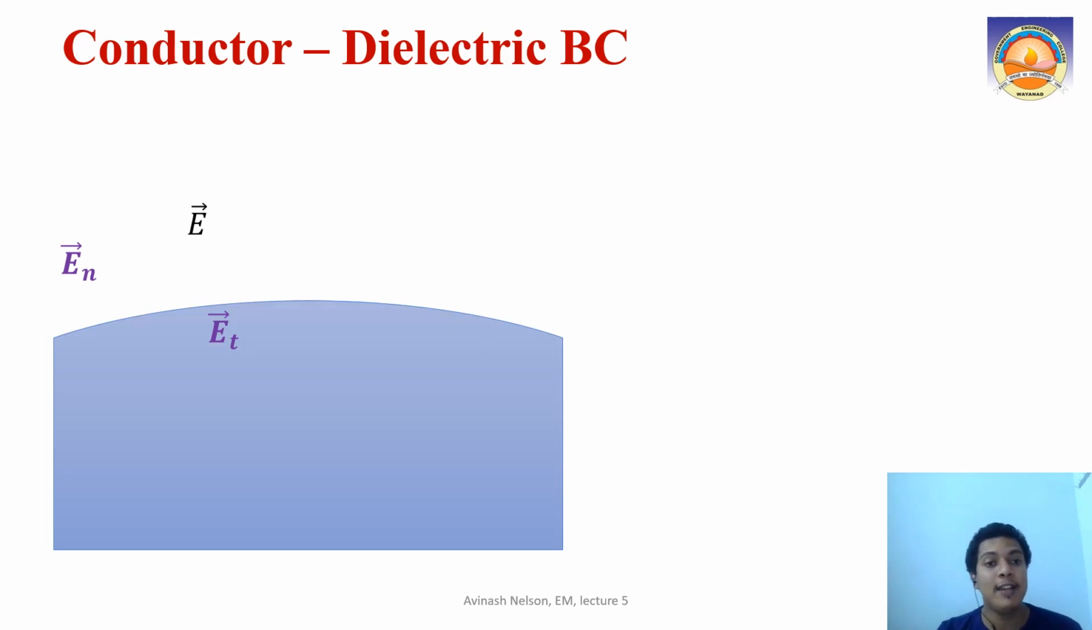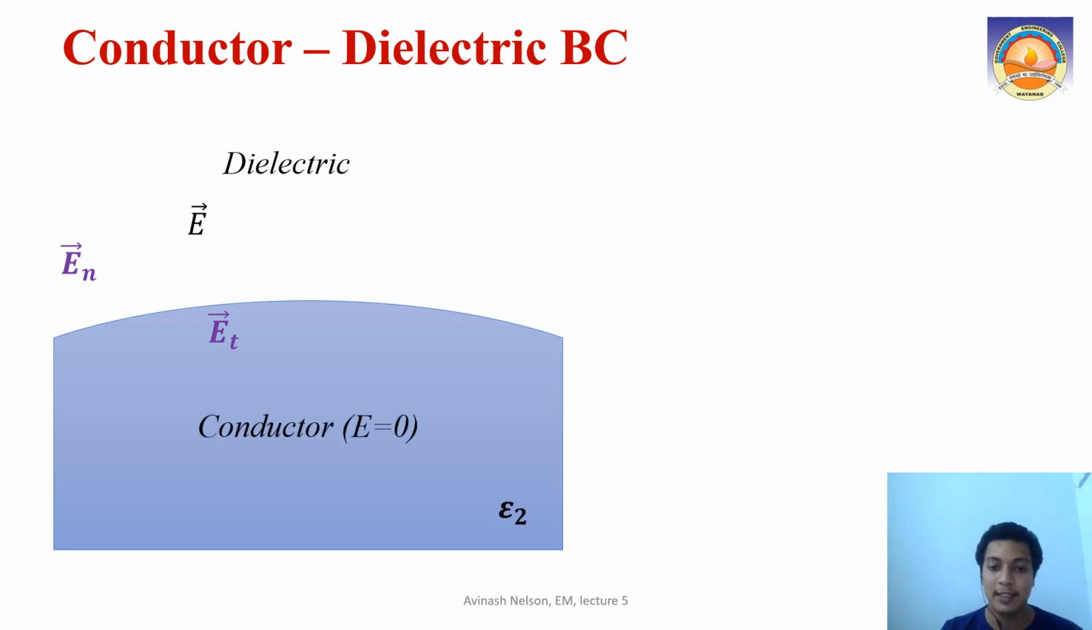With that, we have got all the boundary conditions for the dielectric boundary. Now let us see the conductor-dielectric boundary condition. One side is a dielectric, the part I did not draw, and the other side is a conductor.